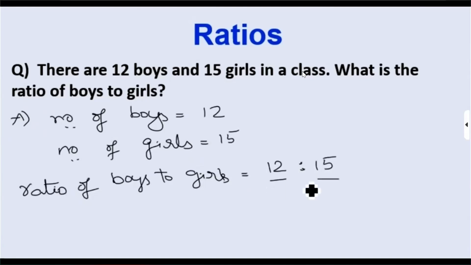So we can simplify this 12 and 15. We can divide them both by 3. When we divide 12 by 3, we get 4, and when we divide 15 by 3, we get 5. So the ratio is 3 into 4 is to 3 into 5. We can cancel out this 3 and we have the ratio as 4 is to 5.